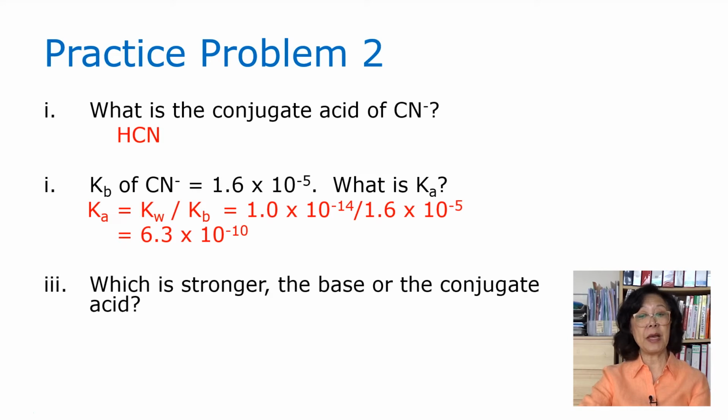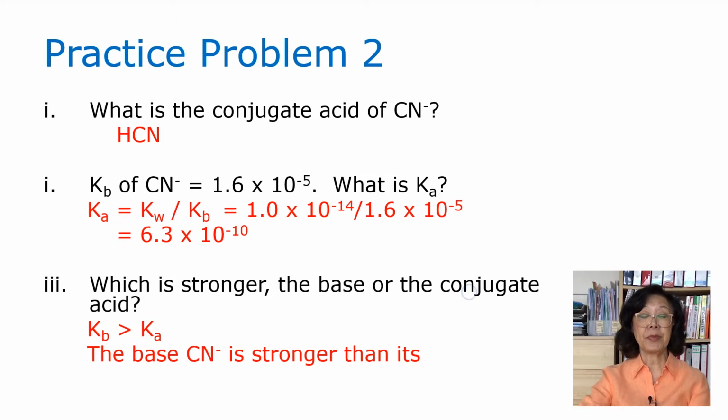Which is stronger, the base or the conjugate acid? Now here we have to compare the Kb with the Ka value. Since Kb is greater than Ka, we say the base, the CN minus ion, is stronger than the conjugate acid HCN.